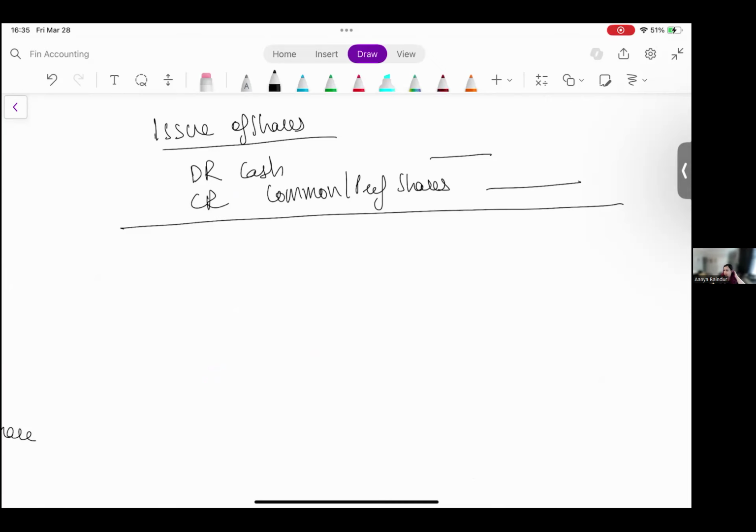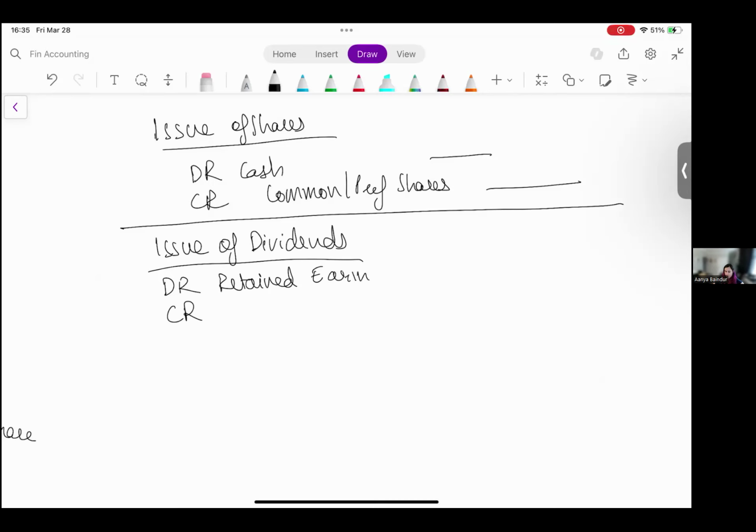Next, you have issuing dividends. Remember, this almost always happens in 2 different steps. So first you're declaring it. So when you're declaring it, you have a debit to retained earnings. Remember, dividends are paid out of retained earnings. I hope that remains with you during your exam and you can literally hear me say it. Dividends are paid out of retained earnings, okay? And then you're crediting dividends payable.